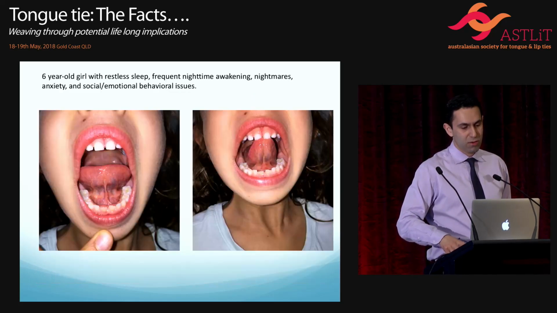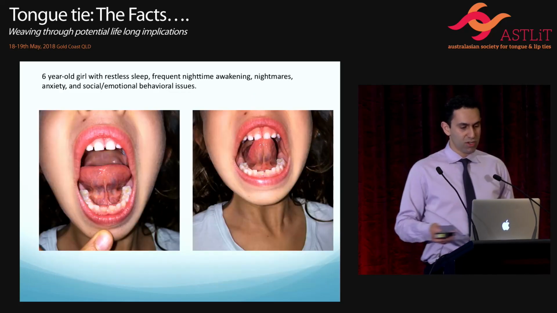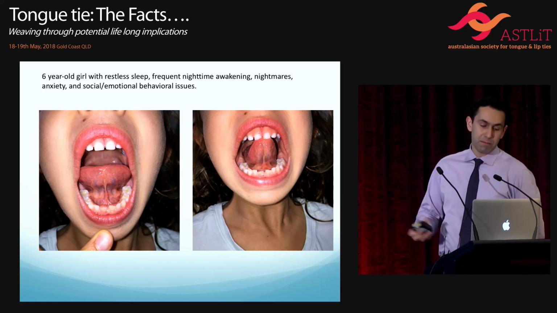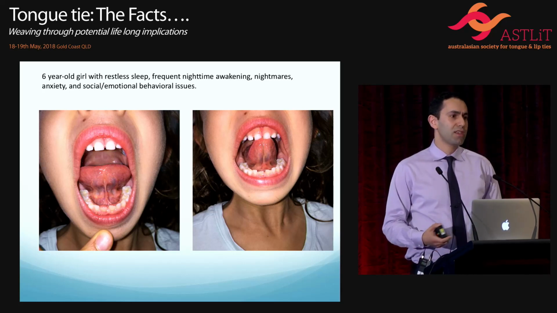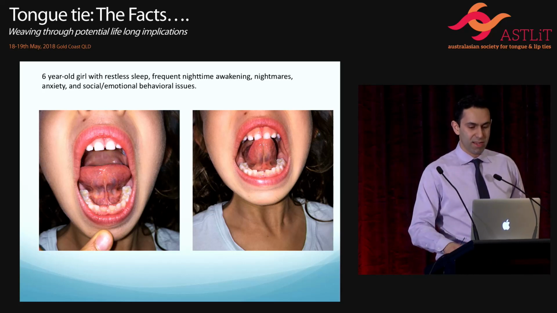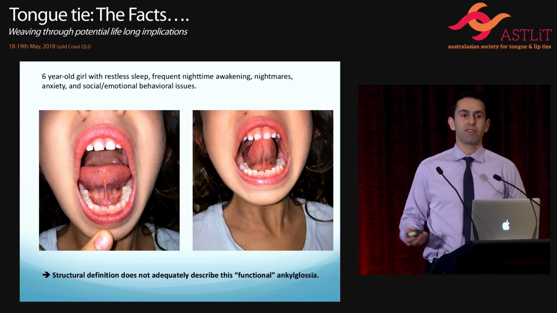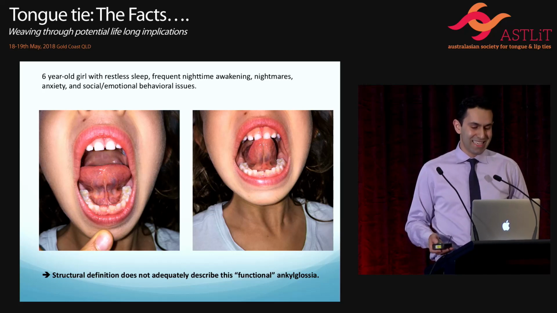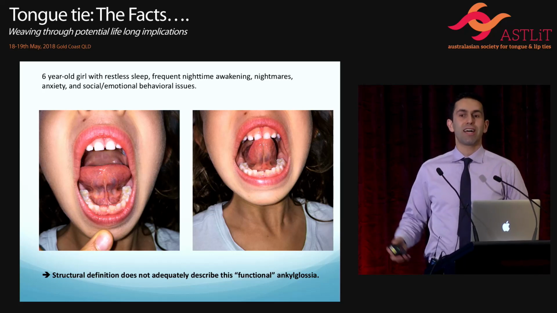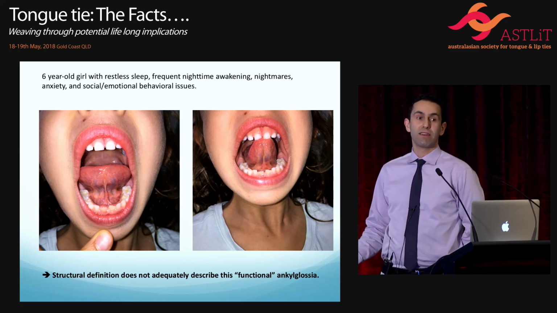And so here we are in a quandary where you have this 6-year-old girl who has sleep and breathing issues, and we're looking to assess whether or not there's a tongue tie. And so we're quickly appreciating that the structural definition, the free tongue length, is inadequate to describe this functional ankyloglossia.